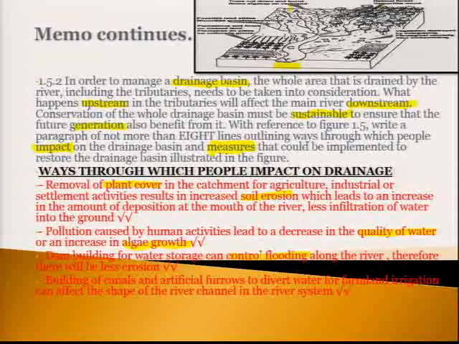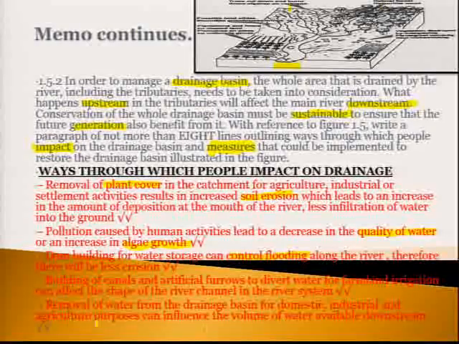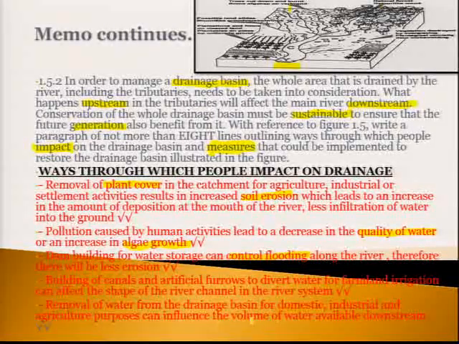The impact of people on the very same catchment area. Removal of water from the drainage basin for what purpose? Domestic, industrial, and agricultural purposes can influence the volume of water available downstream. We also give you a 2 mark point there.